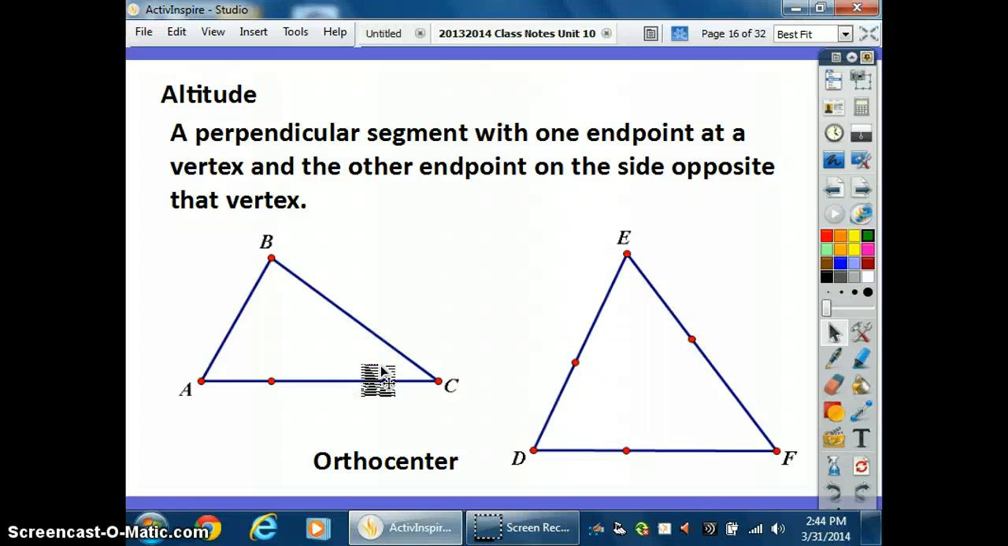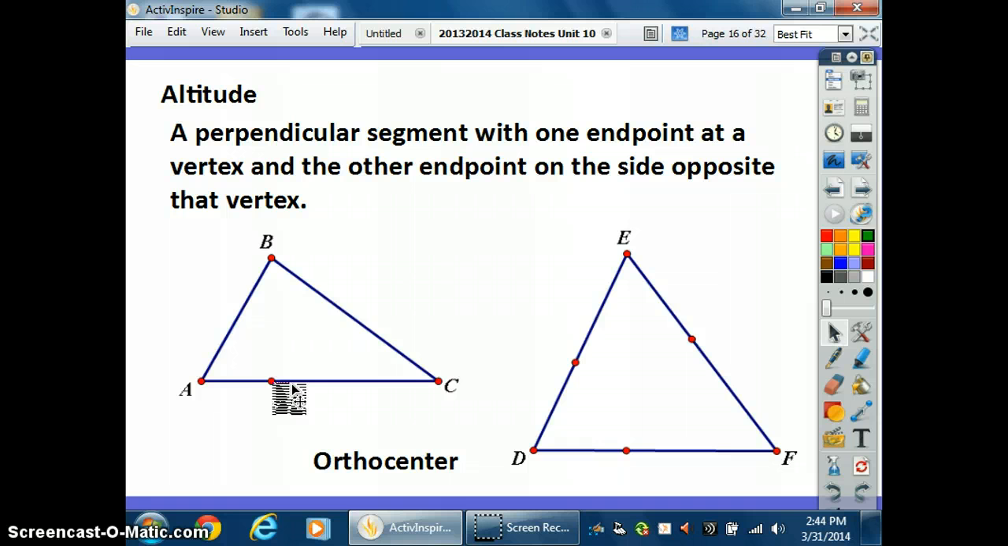If you can find this page in your notebook, we're going to work on, I think, about 4 or 5 pages. An altitude is a perpendicular segment with one endpoint at the vertex and the other endpoint on the side opposite that vertex. So opposite B is this side, and it's perpendicular. And I put the point where it would work.